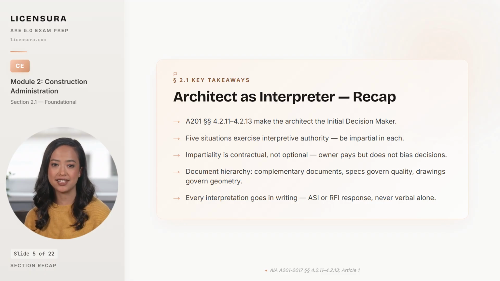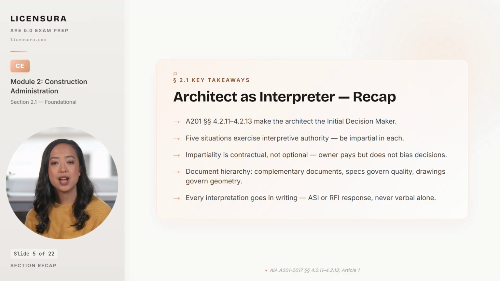5 takeaways from the architect's interpretive role. A201 sections 4.2.11 through 4.2.13 designate the architect as the initial decision maker for disputes between the owner and the contractor, unless the parties have appointed someone else. 5 common situations exercise that authority: ambiguity, scope dispute, drawings versus specs conflict, extra work claim, and quality dispute. And in every one of them, impartiality is the obligation. Impartiality is contractual, not optional, which means the architect does not shade interpretations toward the party paying the fee, and any pattern of shading itself becomes the next dispute.